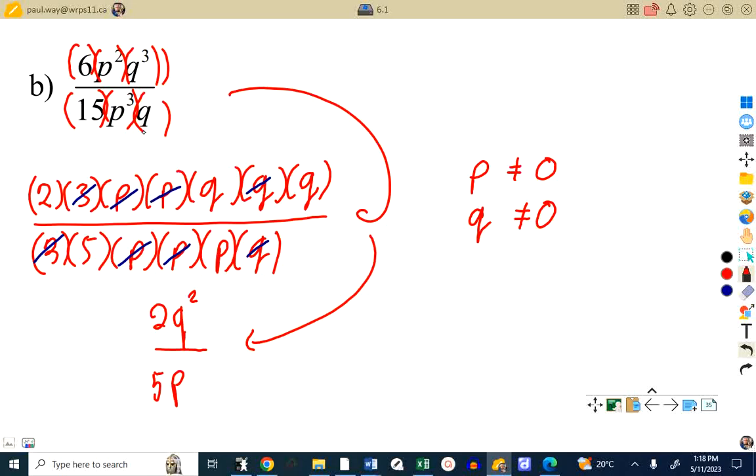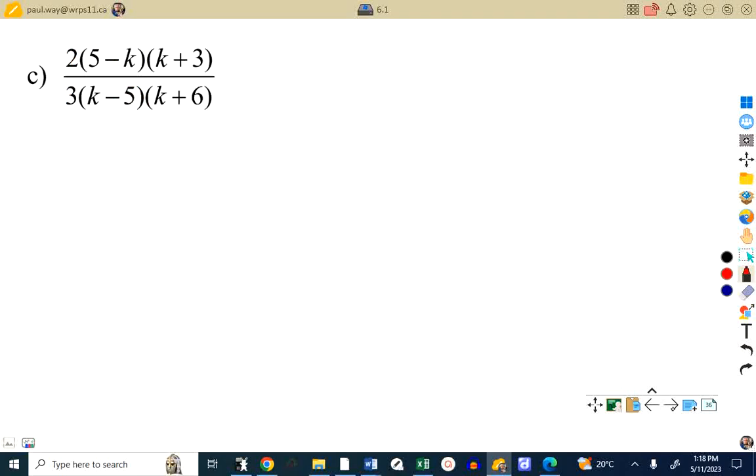Any questions with that one? Okay, pretty straightforward still. All right, so now, is there anything we can cancel? It's factored already. Are there any factors that are identical on the top and the bottom? No, there aren't. Can we arrange it so we have some factors that are common to the top and the bottom?